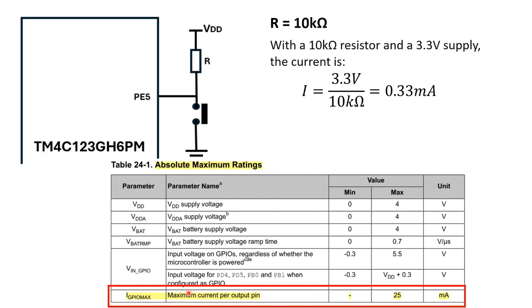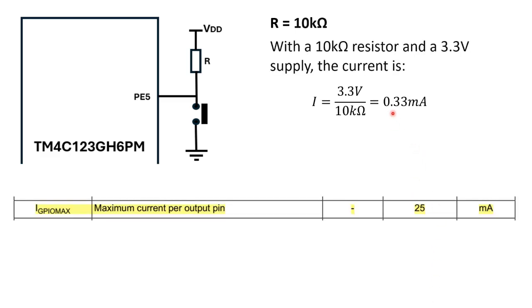Now, from the data sheet, I've extracted this table 24-1, absolute maximum ratings. And if you look at here, the maximum current per output pin. So let's zoom in a bit here. You will see that 0.33 milliamp is still within the maximum range of 25 milliamps.